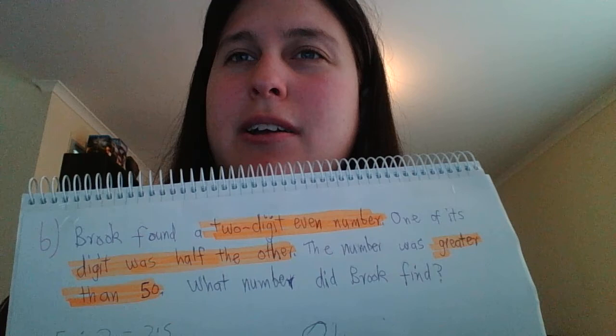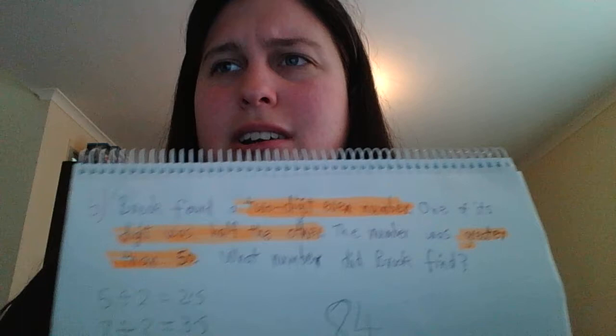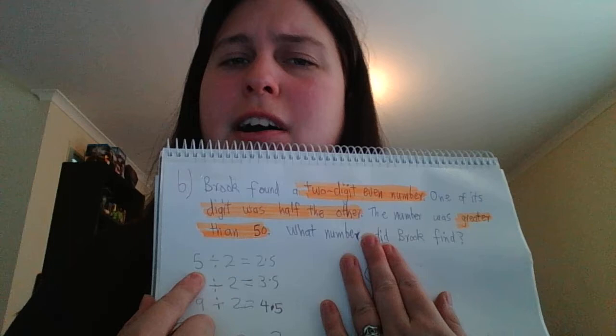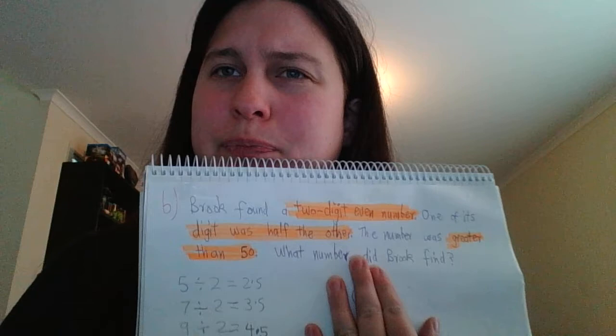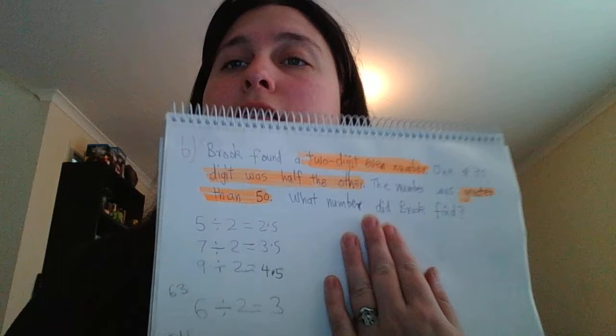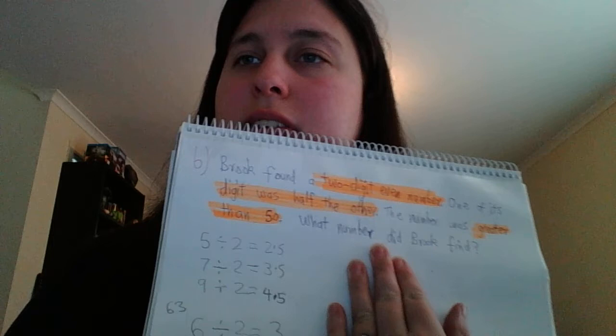So, step one. I'm going to find all the numbers that have at least one digit that is half the value of the other. Now, that can't be in the 50s or the 70s or the 90s, as if I halve 5, so 5 divided by 2, equals 2.5. It's not a whole number. 7 divided by 2, 3.5. Not a whole number. 9 divided by 2, 4.5. Not a whole number. So we're trying to find a whole number. So the numbers that I have found are 63, because 6 divided by 2 is 3, and 84, because 8 divided by 2 is 4.